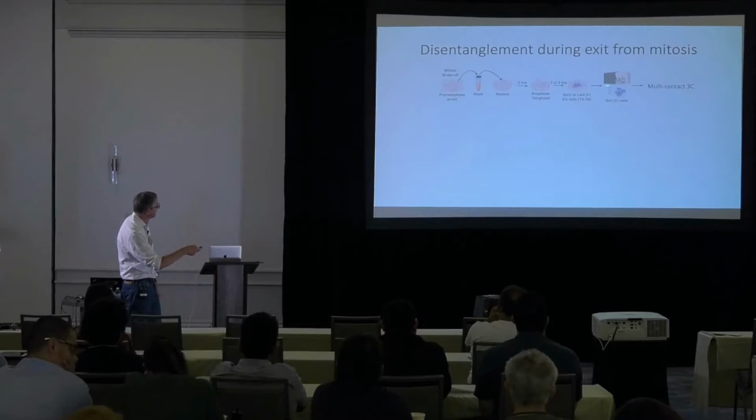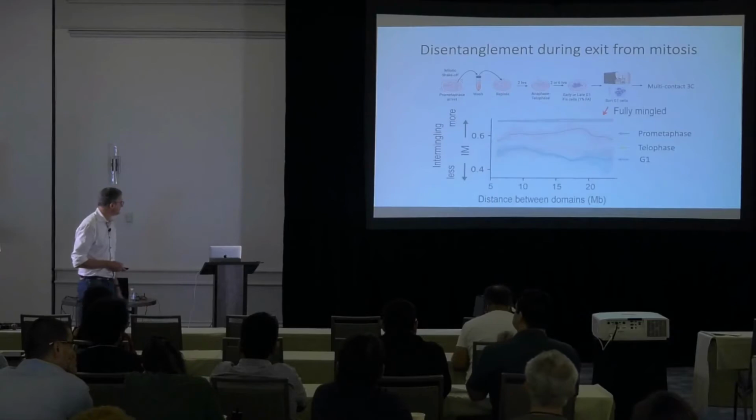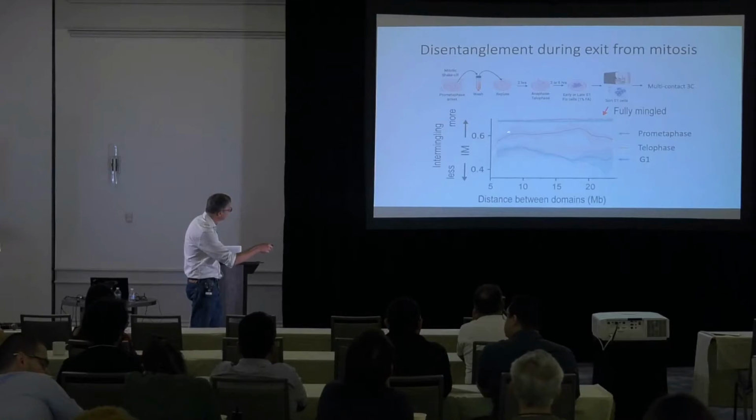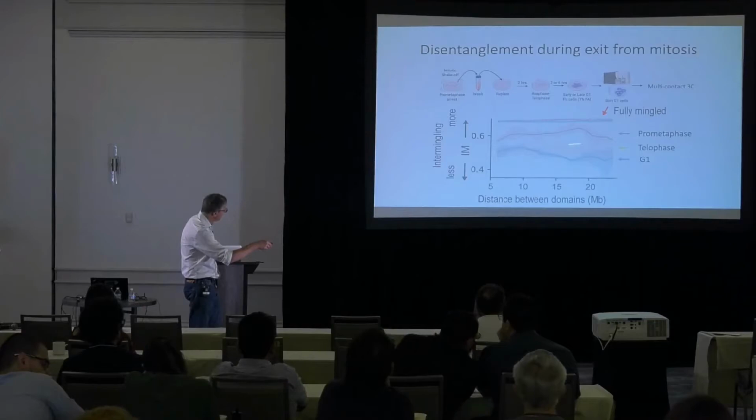So across this time course, we can take samples and do this multi-contact 3C experiment. It is basically a similar representation of the data I just showed you: in G1 cells, we have this low level of catenations. In prometaphase, we have a higher level of mingling. And we can see that if you start in prometaphase, you have highly intermingled chromatin, you exit mitosis, by 2 hours you're in telophase, and most of the entanglements are already gone.